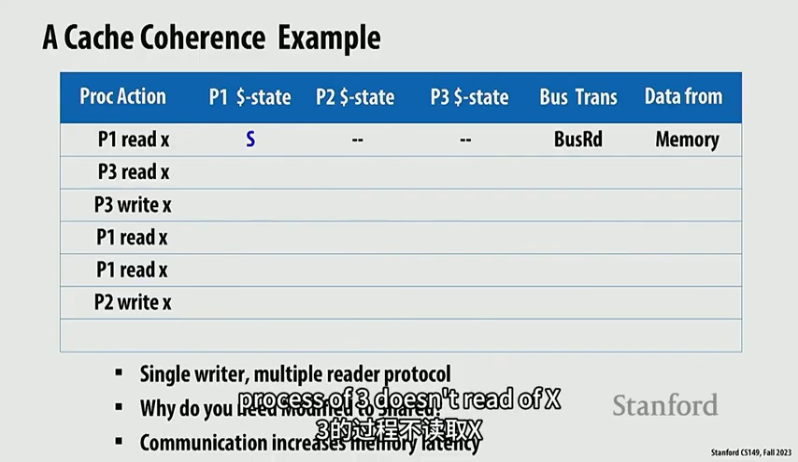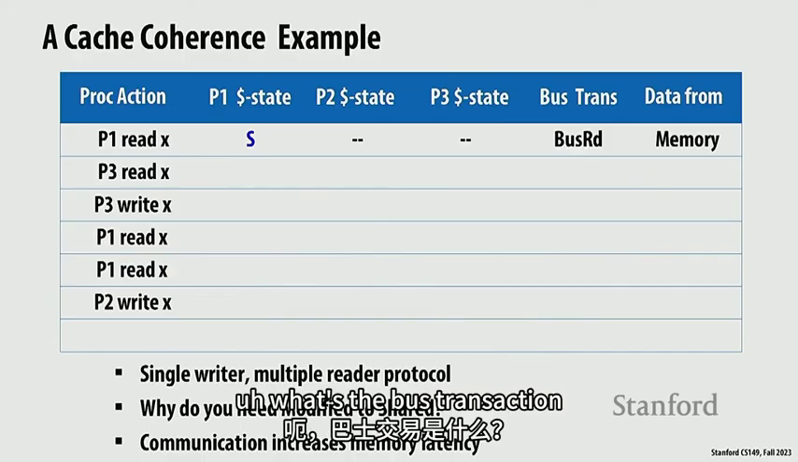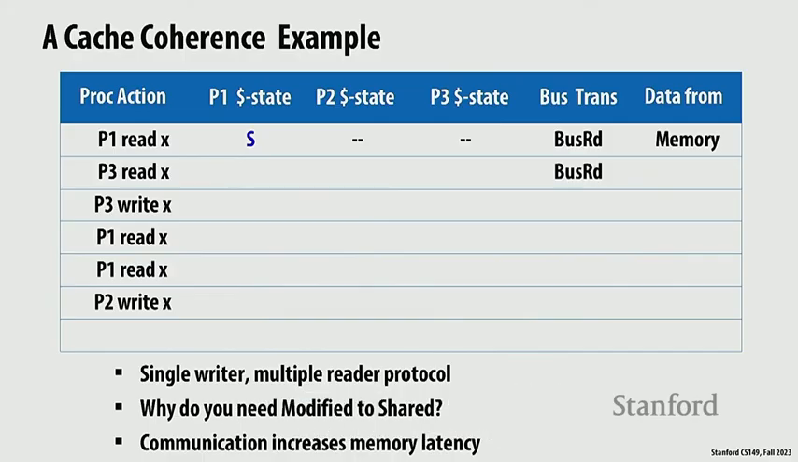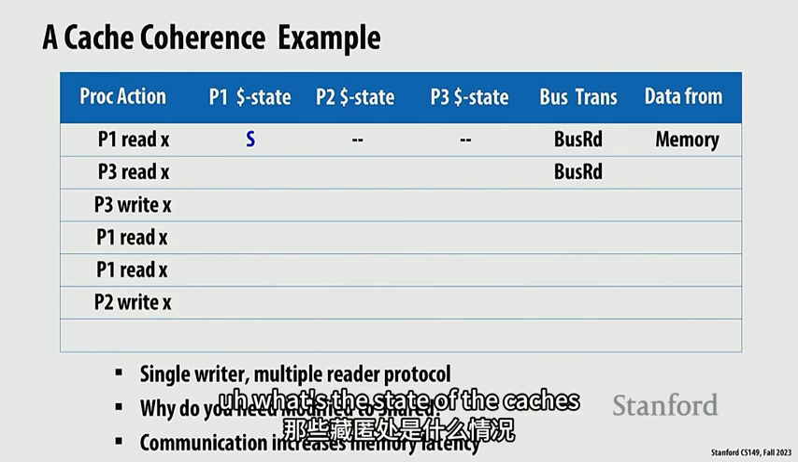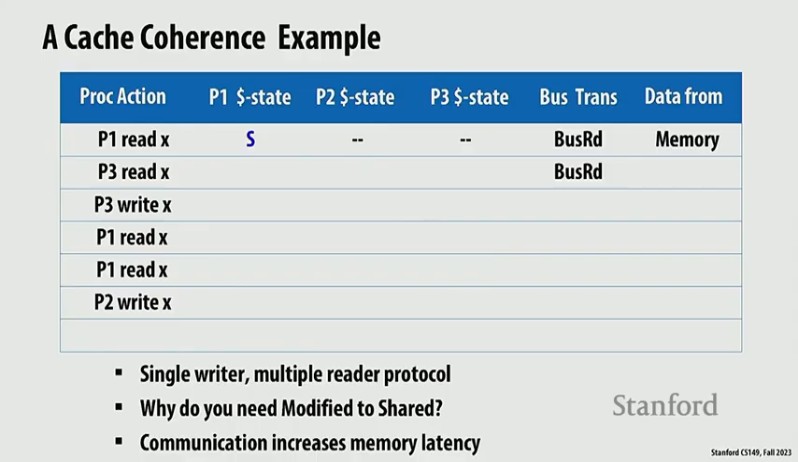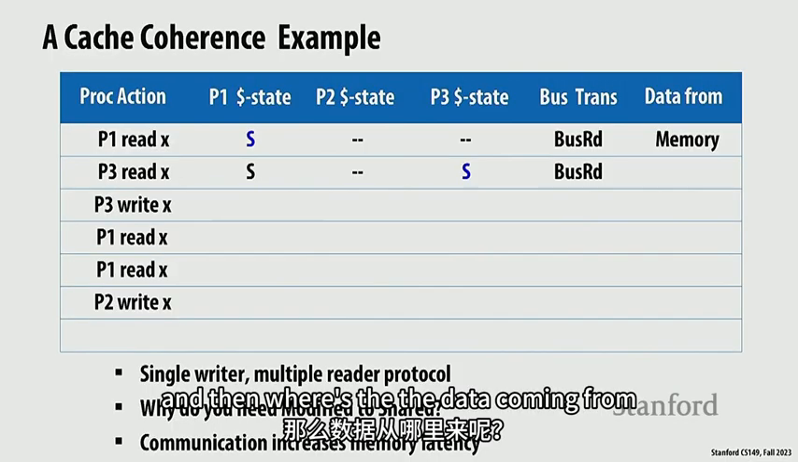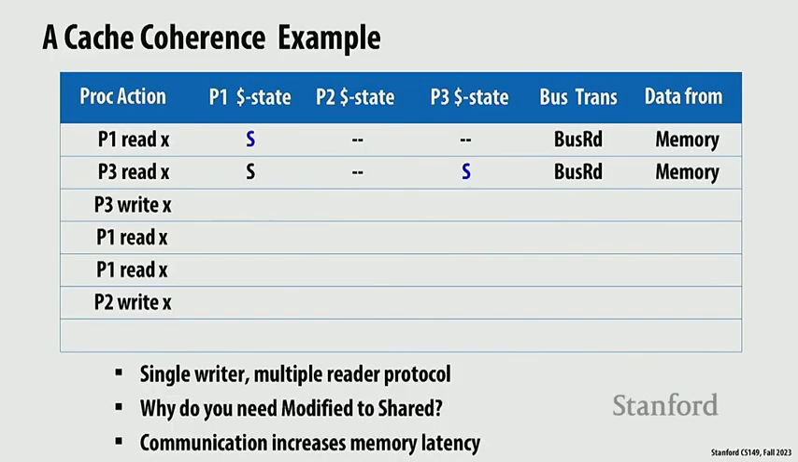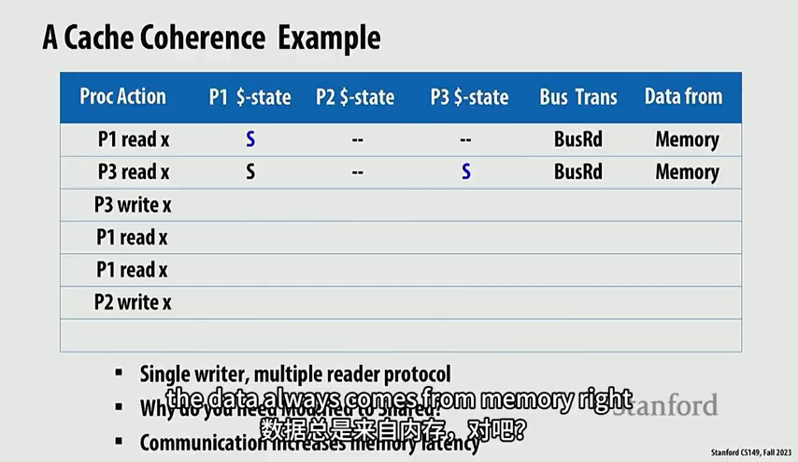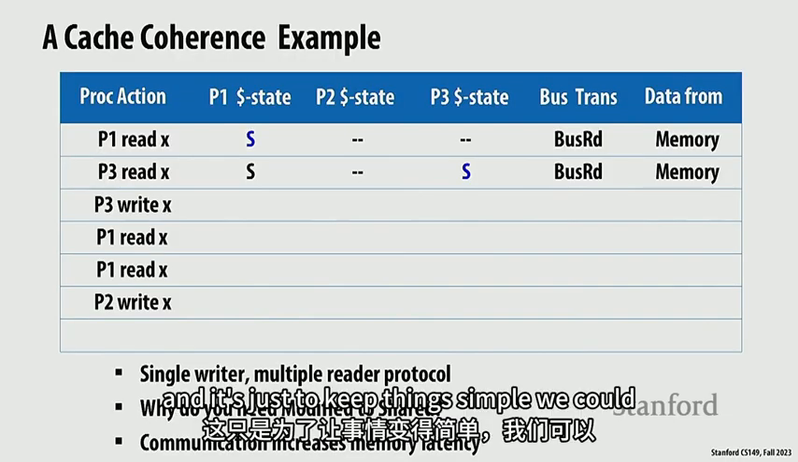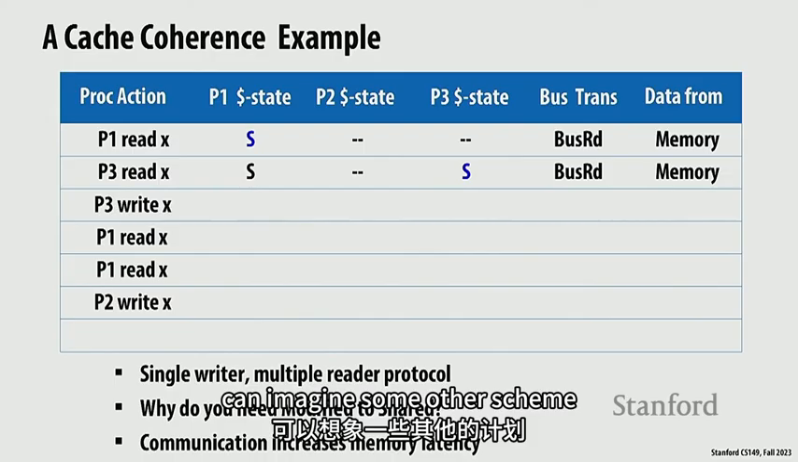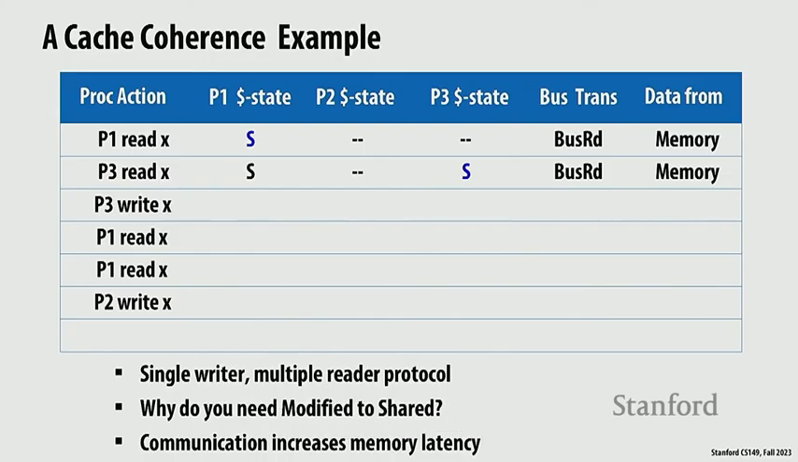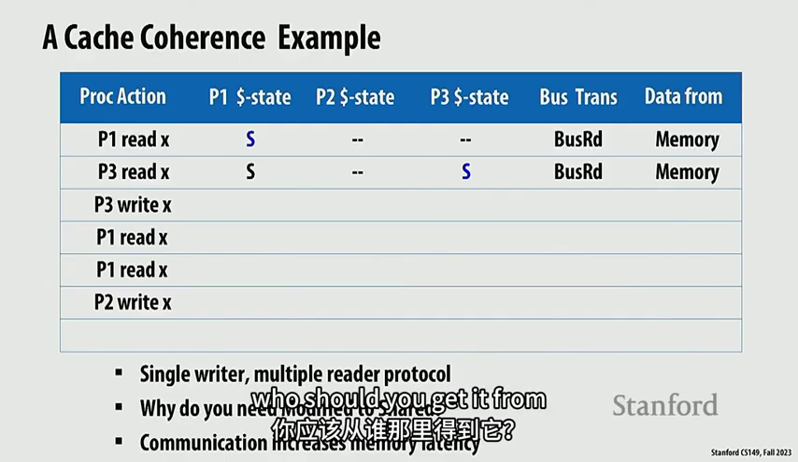All right. Processor 3 does a read of X. What's the bus transaction? What's the state of the caches? And then where's the data coming from? Remember, when you're in shared state, the data always comes from memory, right? It's just to keep things simple. We can imagine some other scheme, but then we'll see an example where, if two caches have it, who should you get it from?